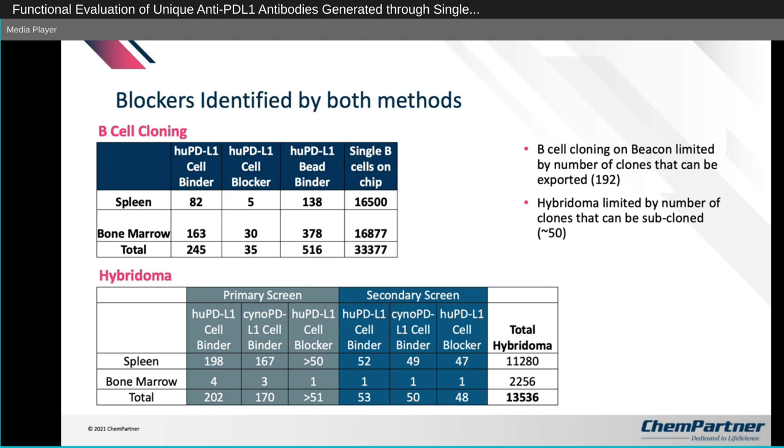On the bottom here, you can see the results of primary and secondary screenings of hybridoma supernatants, where over 50 bound human PD-L1 on CHO-K1 cells, and similarly cyno PD-L1 on CHO-K1 cells as well. Of those, 48 had variable degrees of blocking activity.